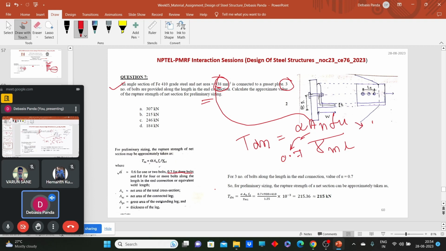And Fu is 410, gamma m1 is 1.25. Now this will come as Newton, and if we multiply it with 10 to the power minus 3, you will get the value in kilonewton. Clear? So the TDN value comes as 215 when we consider the primary sizing. Now move to the next question.